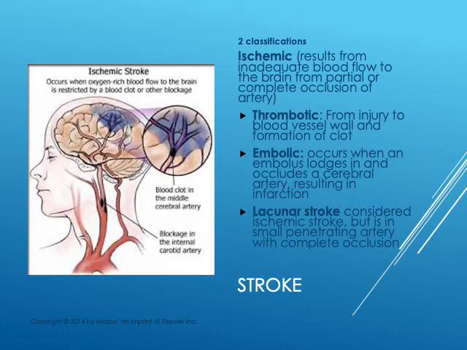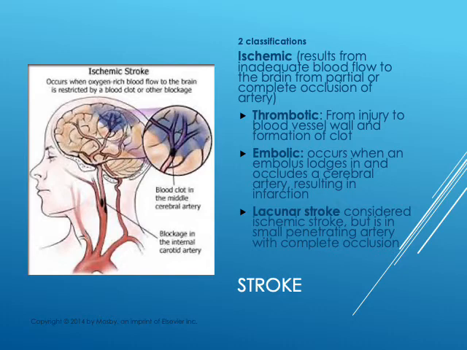Embolic is when the emboli lodges in the wrong place in the cerebral artery, and that's embolic. Lacunar, this is considered ischemic, but it's a small penetrating artery with complete occlusion. And then thrombotic is more common from diabetes or hypertension. It results from thrombosis or narrowing of the blood vessels. The difference between a stroke and a TIA is the clinical manifestation. They're pretty much the same, but it lasts longer.